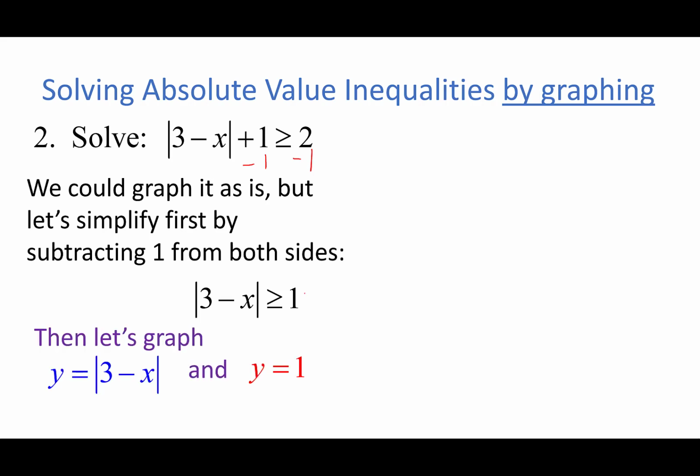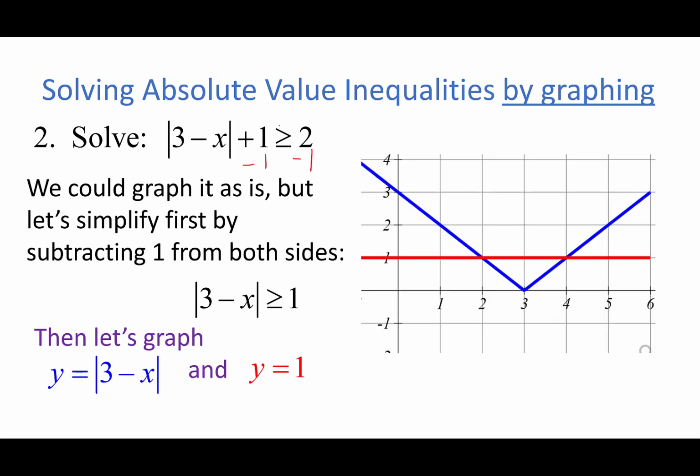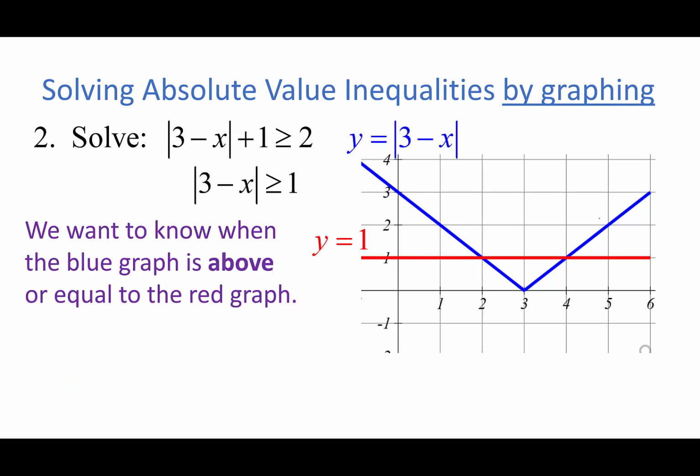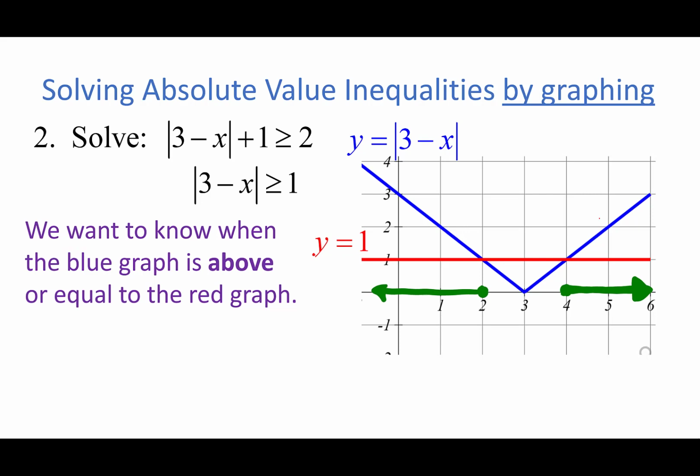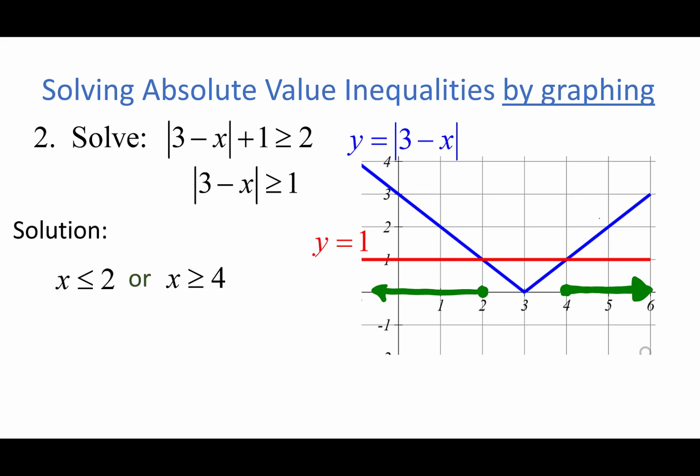I'm going to graph the absolute value and I'm going to graph y equals 1. But this time I care about it being greater than or equal to. So I want the absolute value to be greater than or equal to 1, which is this part of the graph. And so we want to know when is the blue graph above or equal to the red graph. And that corresponds to those guys right there, those domain elements. So the solution is x is less than or equal to 2, that's this guy, or x is greater than or equal to 4, that's that guy.